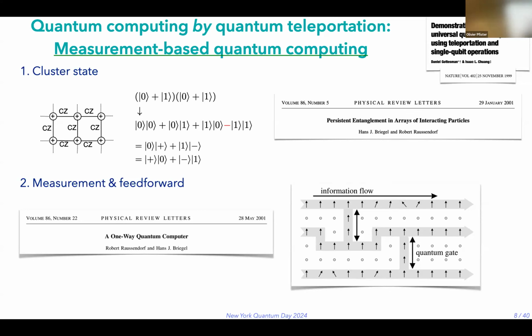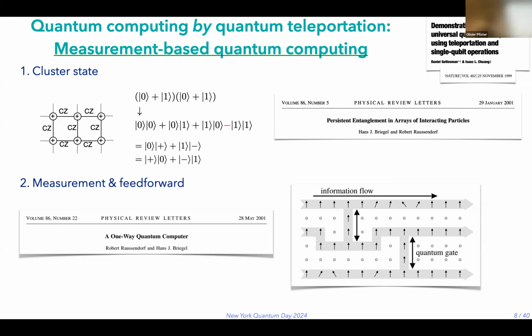And the CZ gate, what it's going to do, if you expand the initial product state, it's just going to flip the sign of |11>. And that entangles them. If you try to refactorize, this is what you get: a Bell state up to a local Hadamard on either one of the qubits.